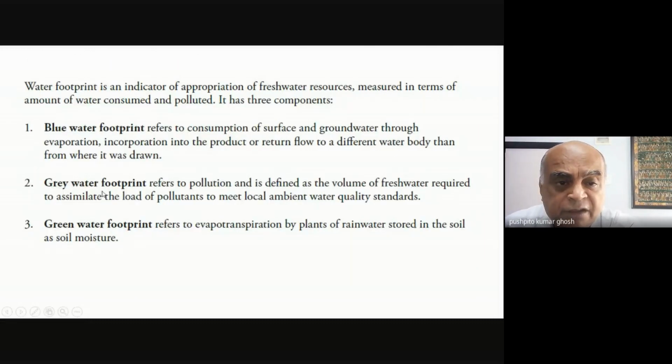So it says gray water footprint refers to pollution and is defined as the volume of fresh water required to assimilate the load of pollutants to meet local ambient water quality standards. Okay. So that is your grey water footprint.